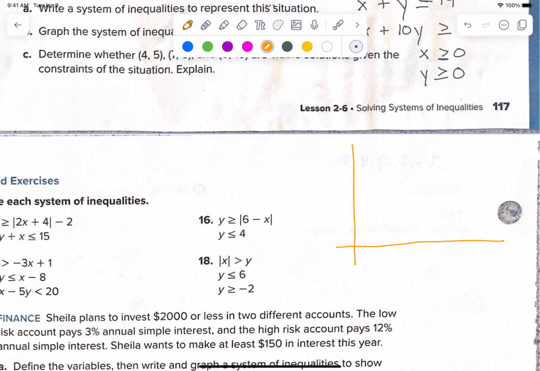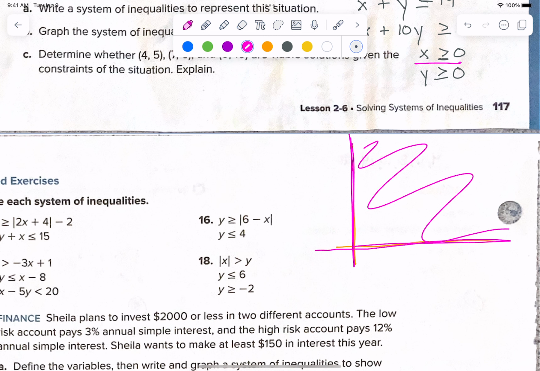But we still have to graph those, don't we? The equations? Yeah. Oh, that's what we're doing. So X is greater than or equal to 0 is this line right here, right? And it would be shaded to the right, right? Y is greater than or equal to 0 is this line, and it is shaded above. You see how that works? So I can only have greater than or equal to 0 and greater than or equal to 0. So I'm in the first quadrant. Do you see how that works?